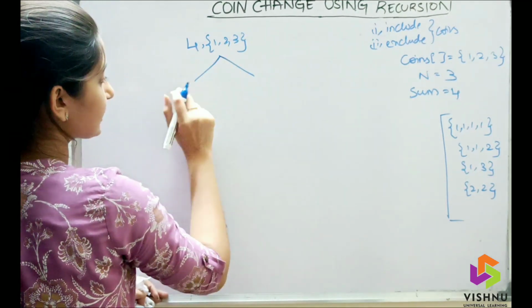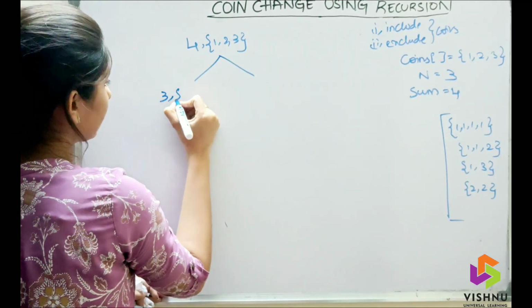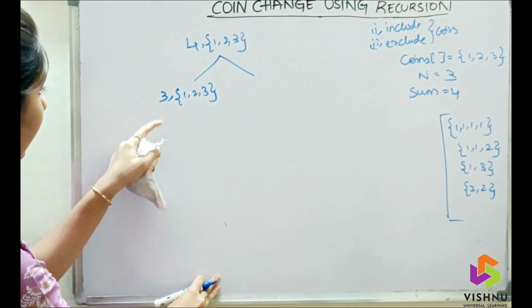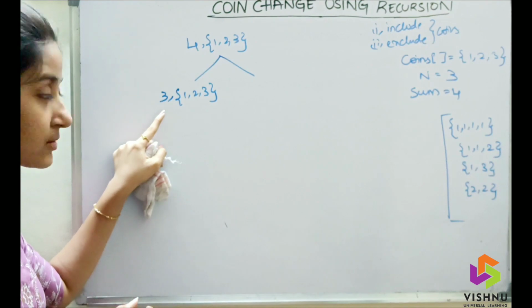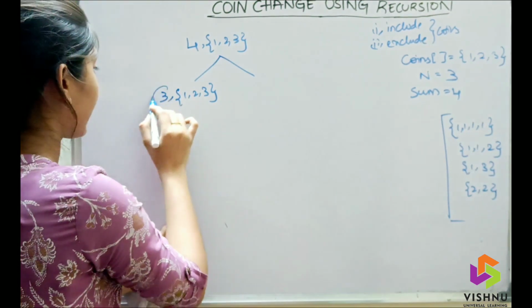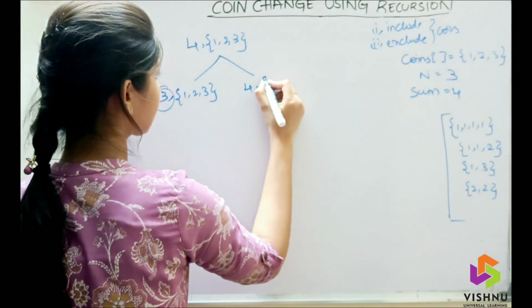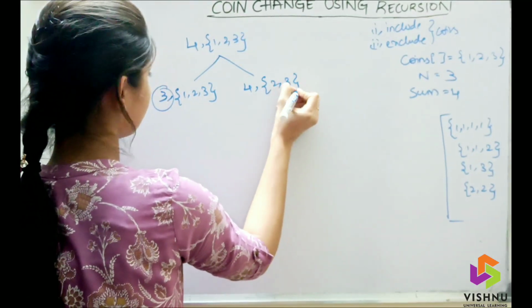So here when 1 is included, the sum becomes 3 and we have 1, 2, 3 denomination coins here. That means this 1 is already a part of this sum, so now the required sum becomes 3. When 1 is excluded, the sum is 4 itself. We have 2 and 3 here.